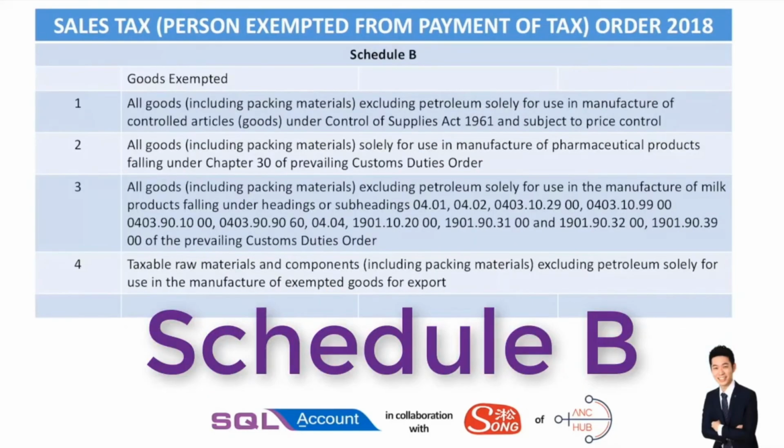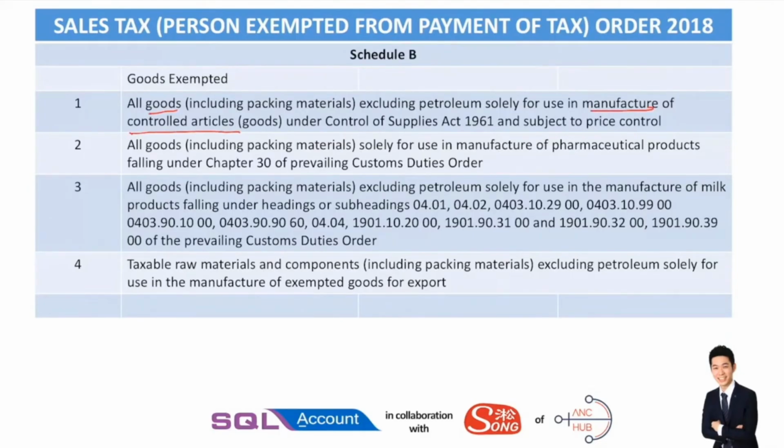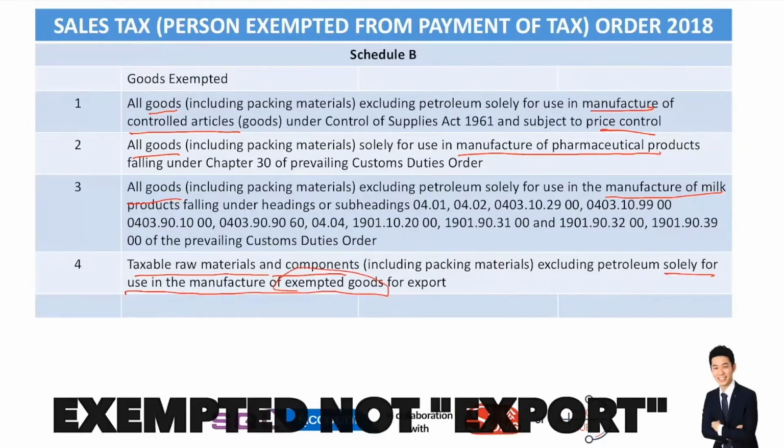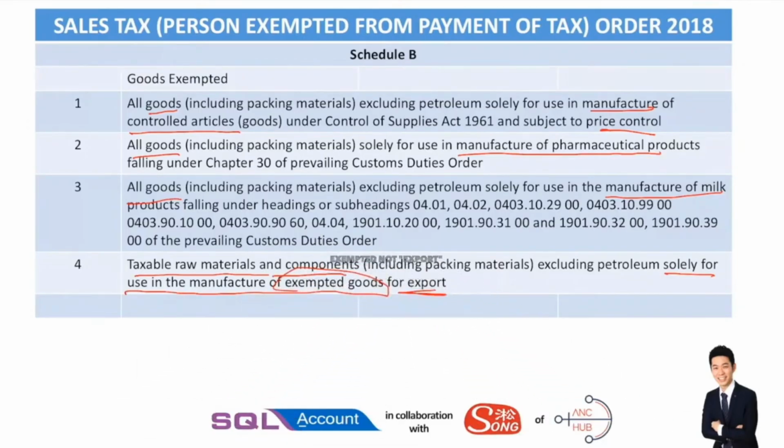Schedule B talks about goods exempted. So goods which are used to manufacture control articles or control goods, price control, are not subject to sales tax. All goods used in manufacture of pharmaceutical products are not subject to sales tax. All goods used in manufacture of milk, and taxable raw materials and components solely for use in manufacture of export goods for export, are not subject to sales tax.